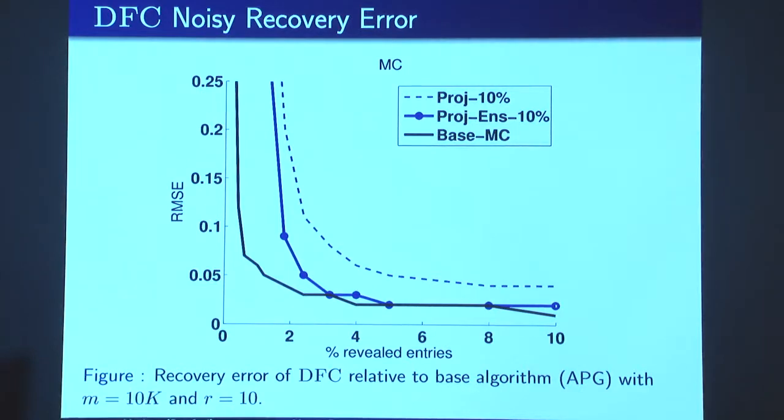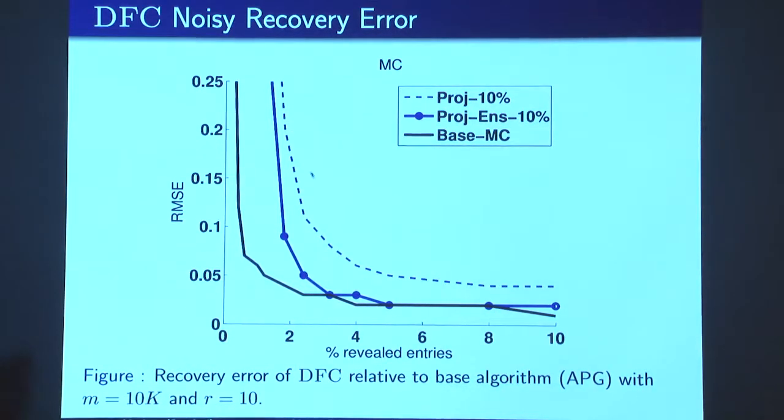So the y-axis is RMSE, how far off you are in your prediction of entries. The x-axis is the percentage of revealed entries. And what do we see? We see that for the base algorithm, the black curve, we have a breakdown point of fewer than 1% entries. So as long as you have more than 1% entries revealed, you're doing a good job at recovering the matrix at basically the noise level. For our methods, the blue curves, the breakdown point occurs farther to the right. That is, you need more entries to do well.